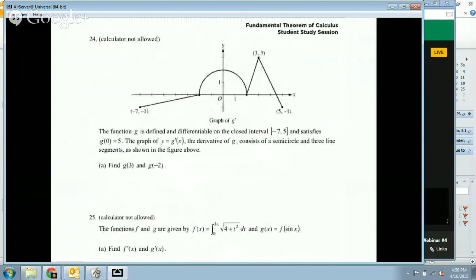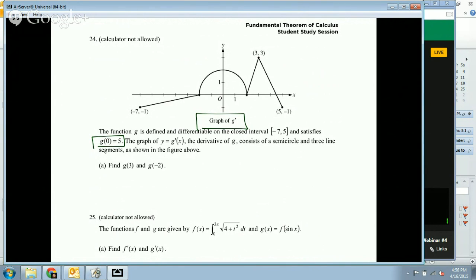All right, oh, this is a classic one. I love this one. So if I take a look at this, I have the graph of g prime, so I'm going to make sure I make a note of that. The function g is defined and differentiable on this closed interval and satisfies g of 0 equals 5. I know I'm going to need that for sure.